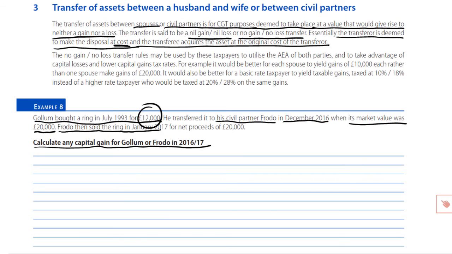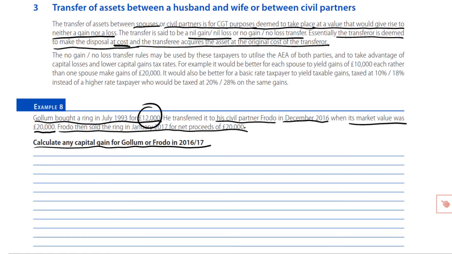Frodo then sold the ring in January 17, this being to a third party, for net proceeds of £20,000. So in this tax year, Gollum has made neither a gain nor a loss. The asset's been transferred to Frodo at cost. It is then Frodo who has sold to the outside world and yielded the gain thereon. What will Frodo's gain be? Disposal, sale proceeds £20,000, cost £12,000. Frodo has a gain of £8,000.